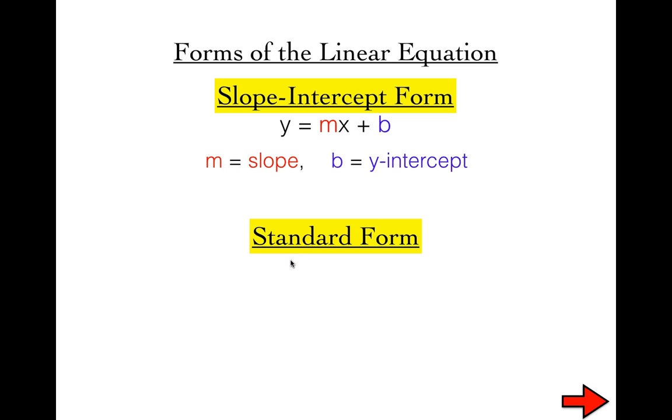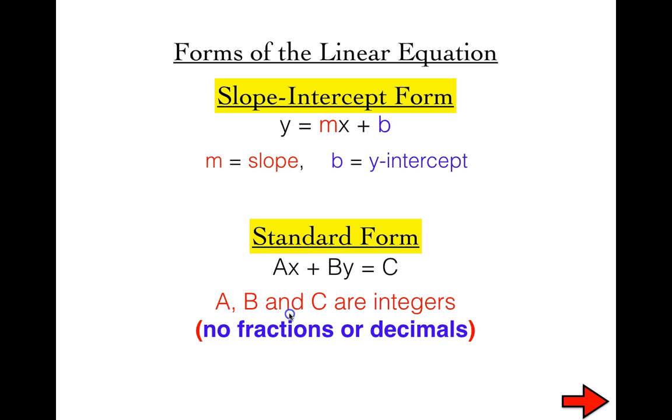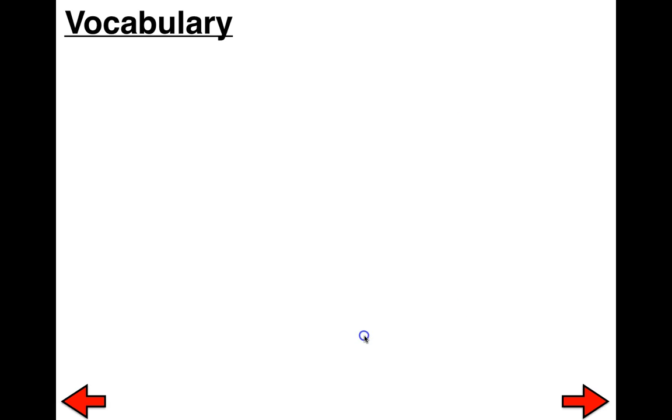Now we're going to talk about something called standard form. Standard form is ax + by = c, where a, b, and c are integers, which means basically a, b, and c are not fractions or decimals.